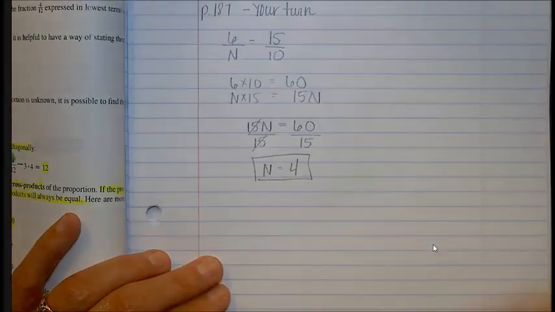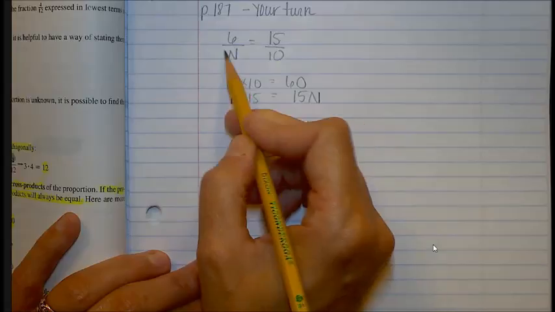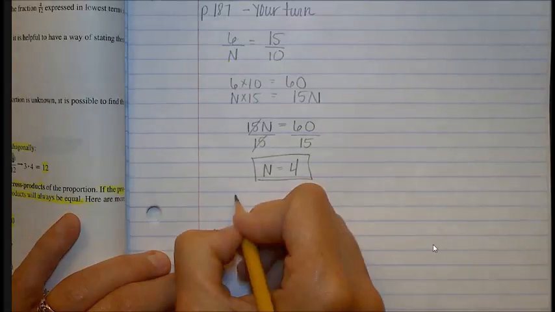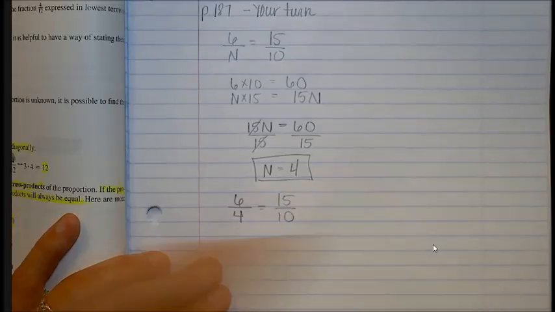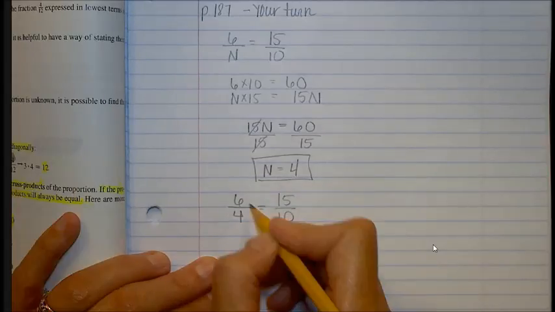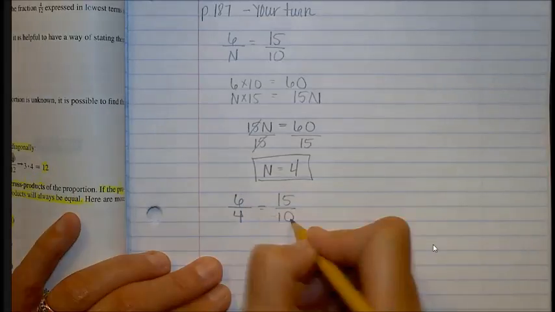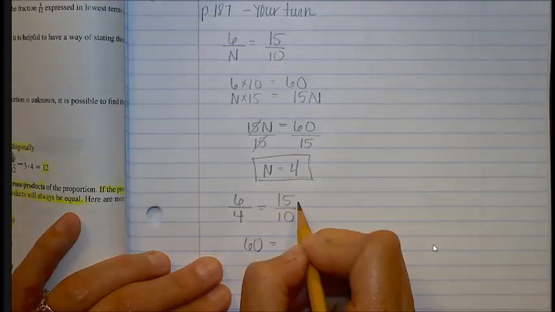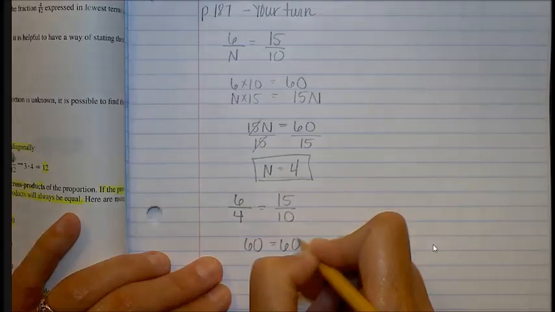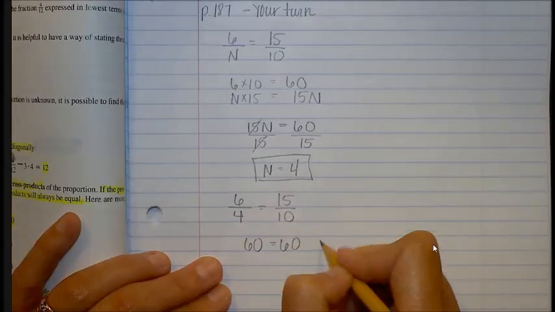So if we put this back into the original, we can say 6 over 4 is equal to 15 over 10. Okay, so we'll do that cross multiplying. 6 times 10 is 60, is equal to the cross multiplication of 4 times 15, which is also 60. So we can say, yep, it's checked, it's good.